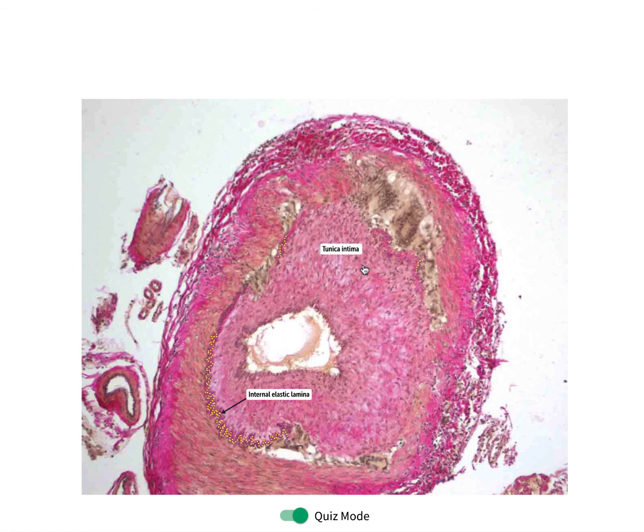When you mouse over the tunica intima, it also causes the internal elastic lamina to show up. And not only is this key to understanding that the internal elastic lamina is the defining boundary between the tunica intima and the underlying tunica media, but when you mouse over, you also notice that the internal elastic lamina is actually discontinuous because it's been partially obliterated by the granulomatous inflammation.